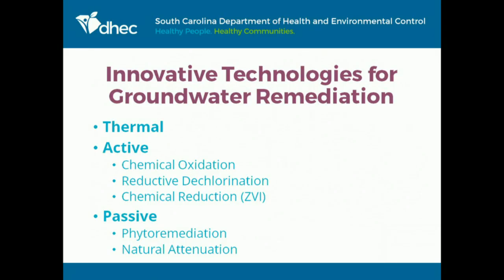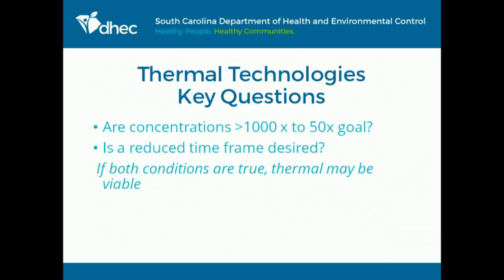For thermal technologies, we have some key questions. Are concentrations over 1,000 times to 50 times the remedial goal? Or is a reduced time frame desired? So obviously, if you're over 1,000, thermal is appropriate. If you're between 50 and 1,000, well, if you're in a hurry, it's probably okay. I don't think anybody's going to propose thermal for something that's 10 times the MCL. Just don't think that's going to happen. It's not cost effective. But anyway, those are the key questions for thermal technologies to start with.